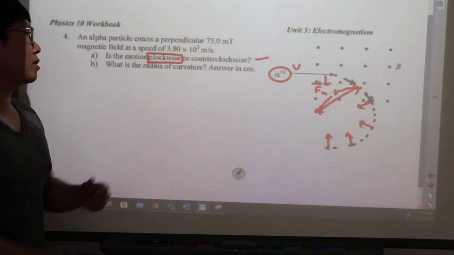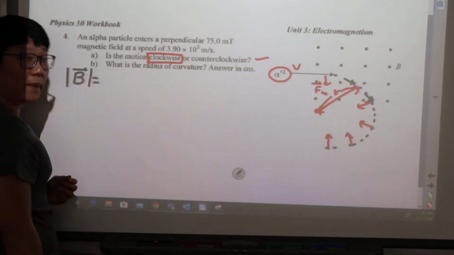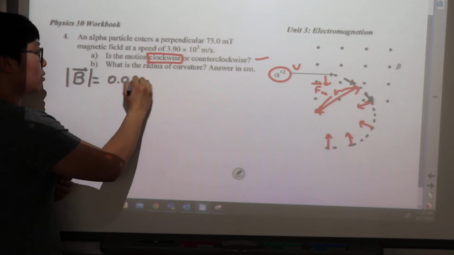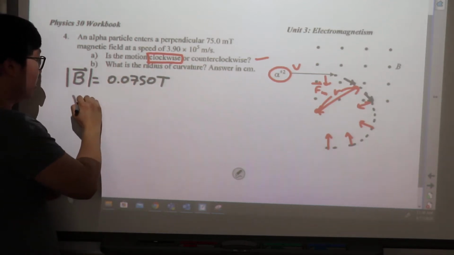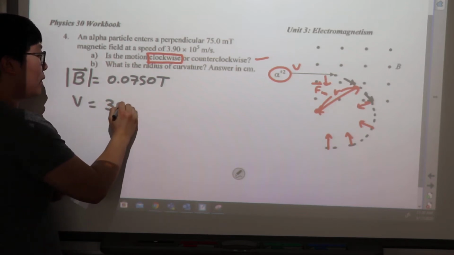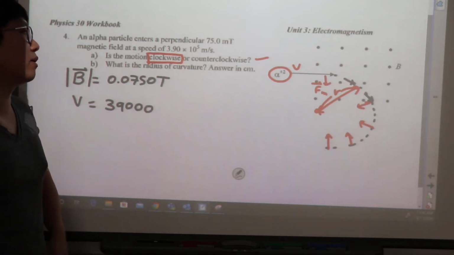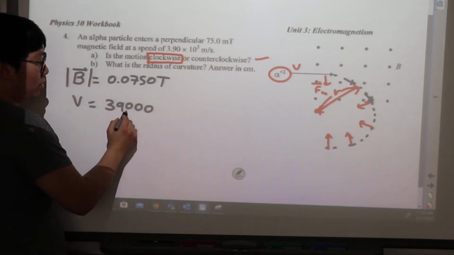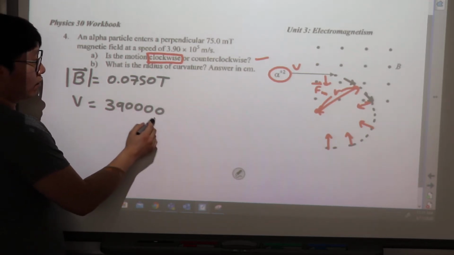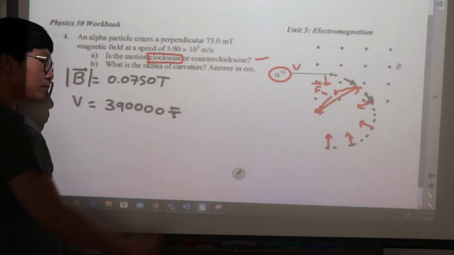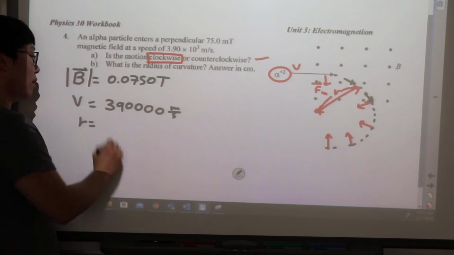Let's actually write down some of the clues first. We know the magnetic field amount is 0.0750 Tesla. We know the value. We also know my speed, 3.90 times 10 to the power of 5. It's 1, 2, 3, 4, 5 meters per second. It's not that long a number. And we're trying to find R.